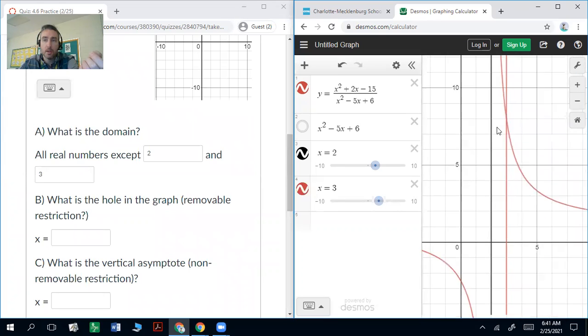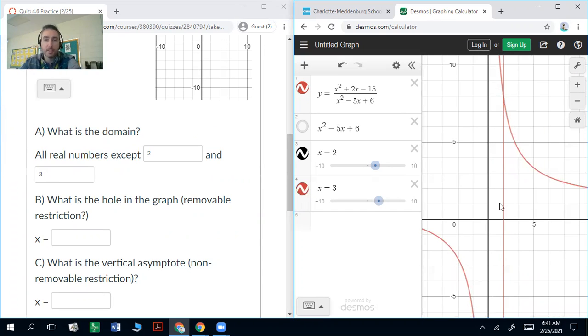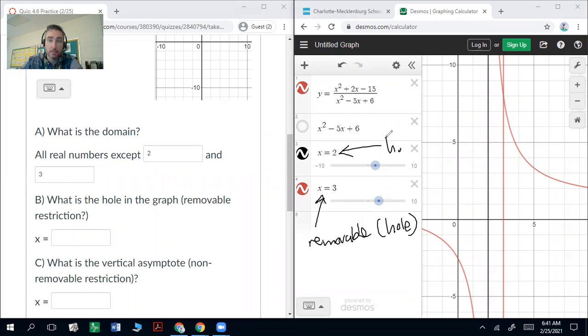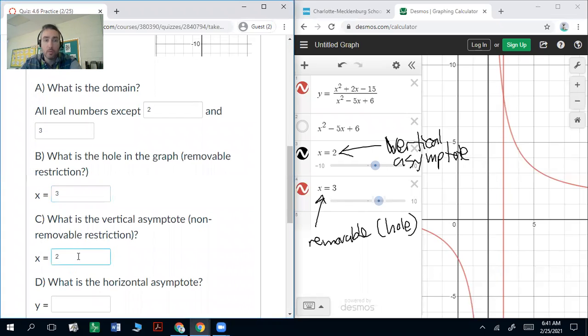2, that's the line that the graph will never touch. So that's the asymptote. So let me annotate on this for a second here. This is the removable. We call that the hole in the graph. And then the x equals 2, that's the vertical asymptote. That's the line that the graph does not touch. It just kind of approaches. So let's put that in here. 3 for the hole in the graph, 2 for the non-removable, which is the vertical asymptote.